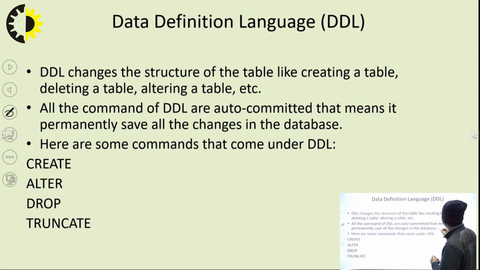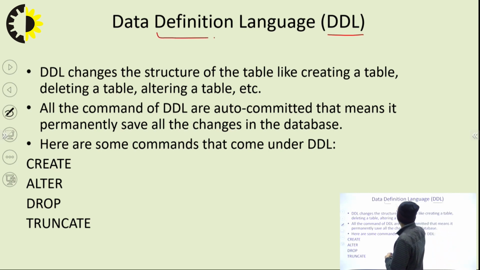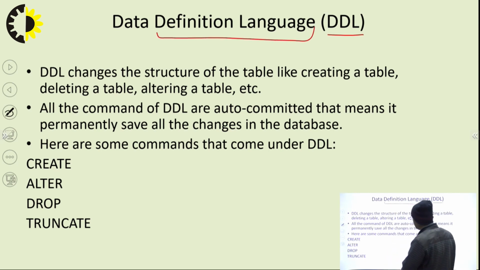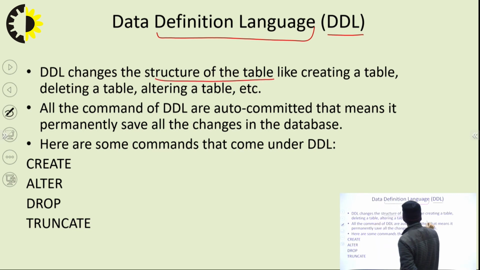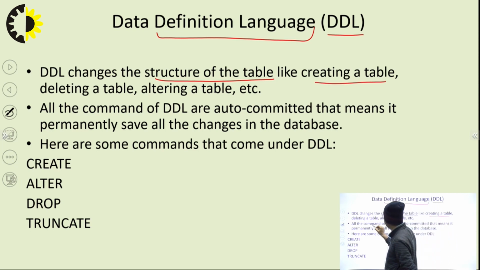First one is DDL. DDL means data definition language. First we have to understand data definition language, then the commands supported by DDL, and then we will discuss one or two examples. What is the role of data definition language? Data definition language changes the structure of a table, like creating a table, deleting a table and altering the table.